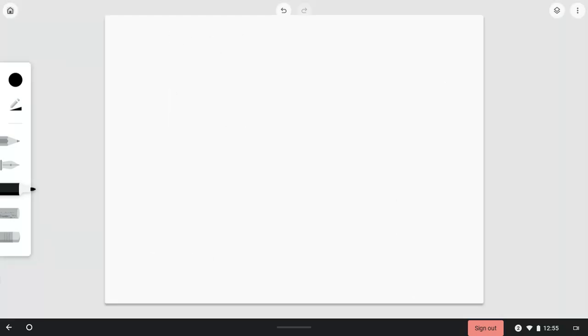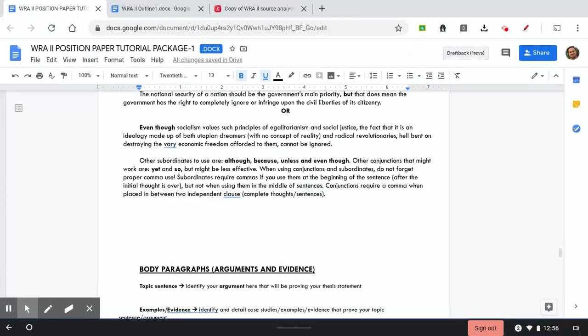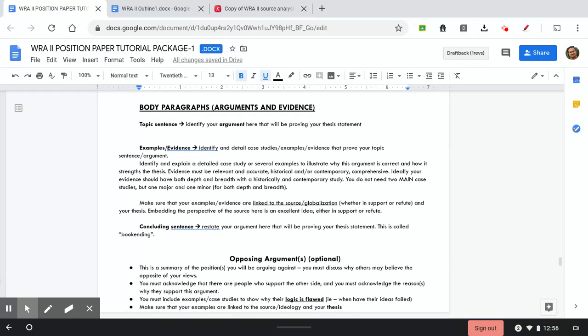Now let's get into your second paragraph. So paragraph 2 and 3, because they are the exact same format. These are what we call your body paragraphs. In here you have arguments and evidence. To start every single body paragraph, we begin with a topic sentence. Your topic sentence identifies what your argument is, and your argument proves your thesis statement.